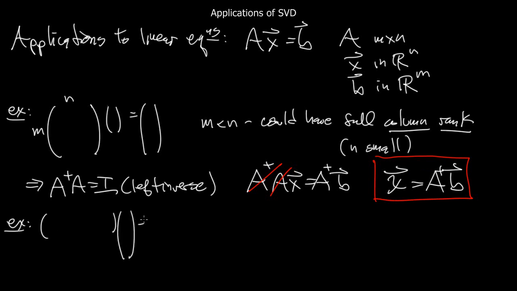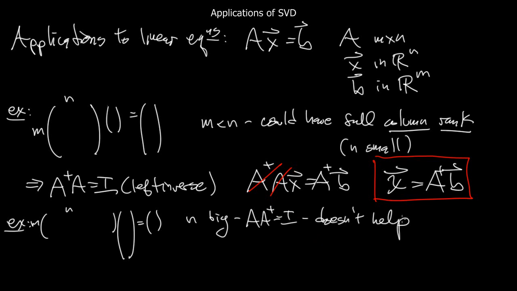The opposite case is when it has a lot of columns and a small number of rows. When N is big, this time I really do mean N is big, then A plus is only a right inverse, and that's not really so helpful. You can't use that directly to solve this, but nevertheless, there is something interesting which happens here. You can't use A plus to get an exact solution the way we did in the previous case, but I'll explain that on the next slide.